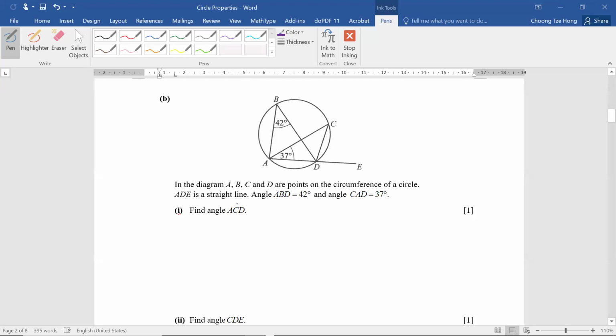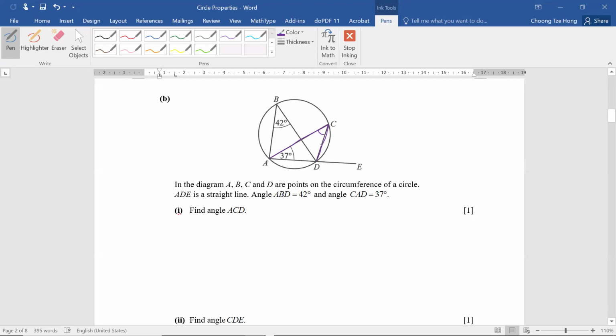Whatever angle they want you to find, you should just mark it out on the diagram. Then ask yourself, what angle is this? This is an angle at the circumference, formed from the points A and D. From A and D, you extend to the point C, and then you form this angle. So you must ask yourself what properties are related to this. From A, we extend outwards and we hit the circumference. Then from D, we also extend outwards and we hit the circumference at the same point C. So we form an angle over here.